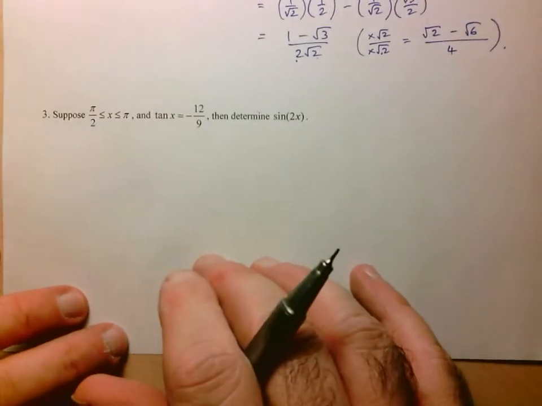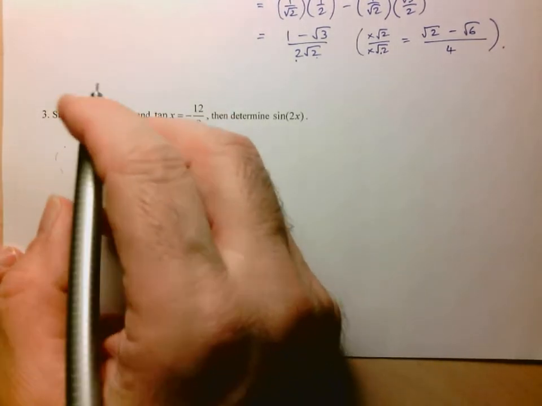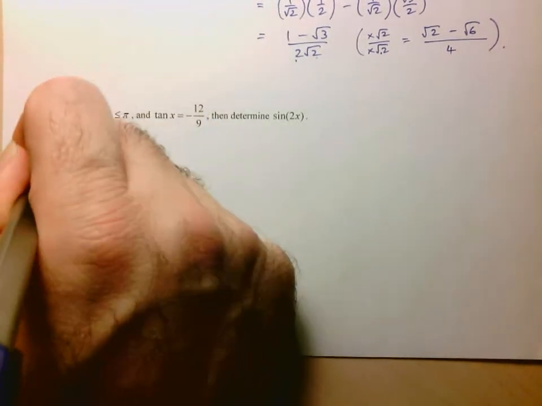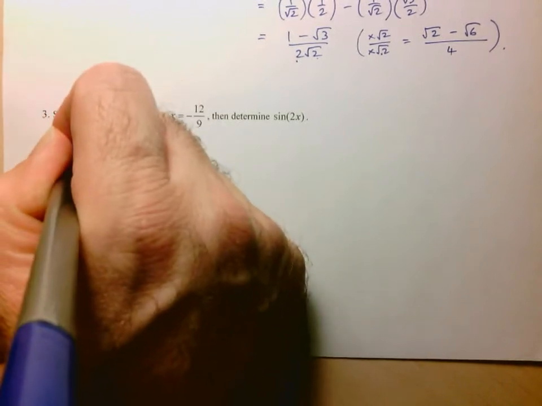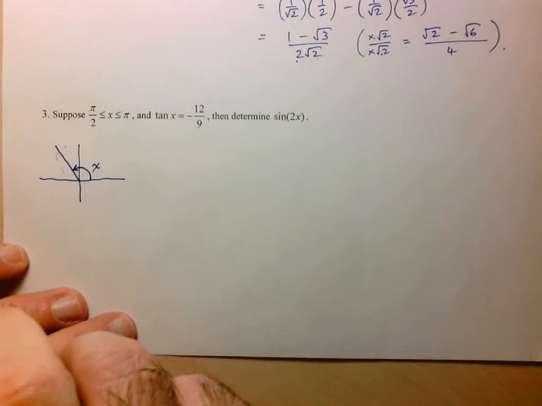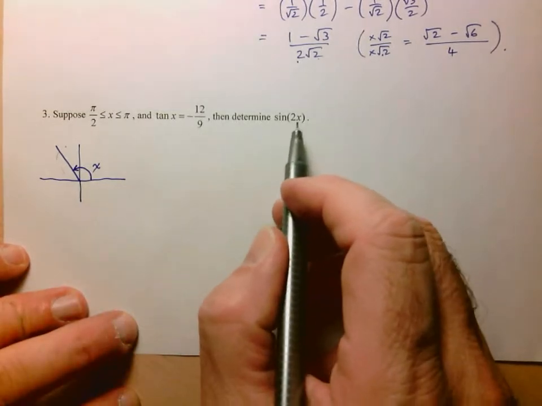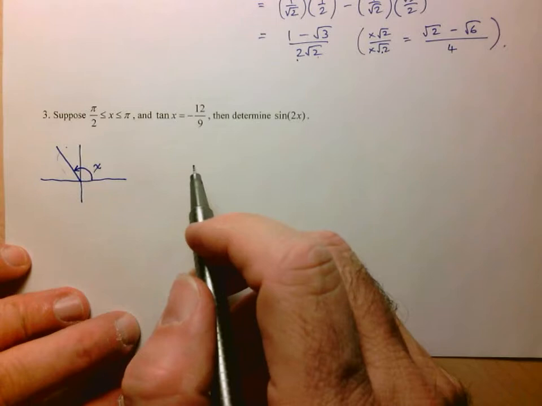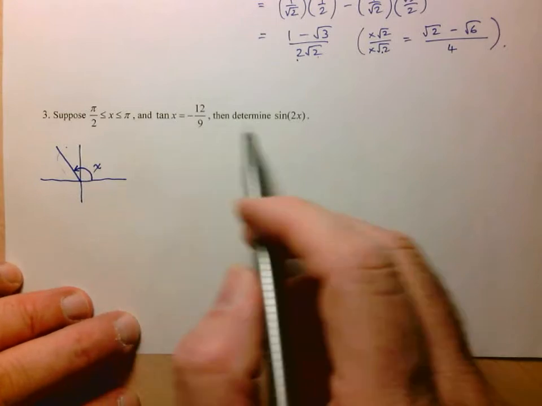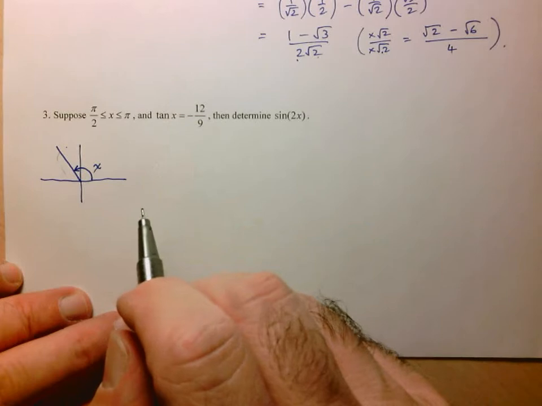So here they give us some information about this angle x. They tell us that it's in the second quadrant. Okay, so somewhere here we have some angle x. So remember, this is the actual angle x. Okay, and they're asking us to determine sine of 2 times that angle. Now if I'm asking you to do this without a calculator, that should have been part of the instructions on a test, that's how it'll be given.